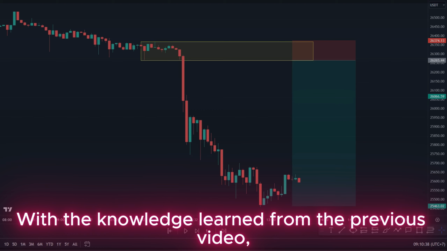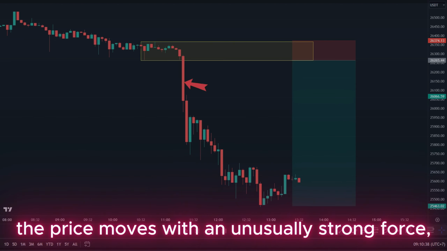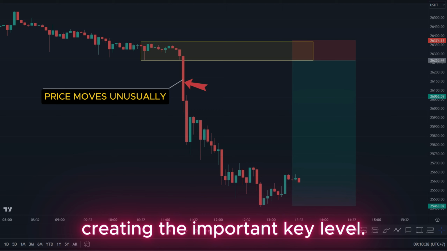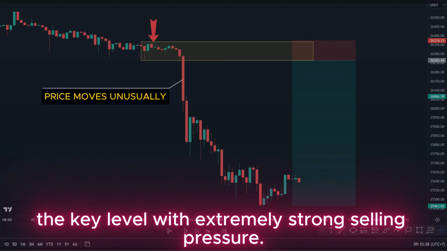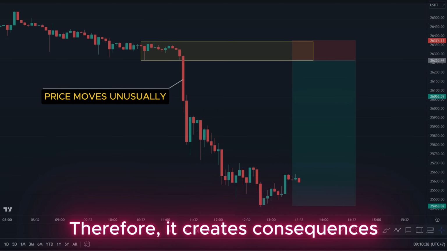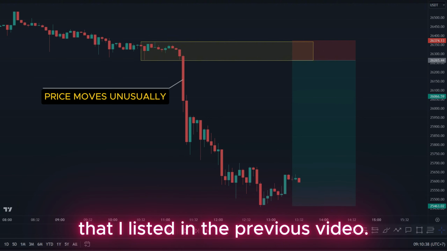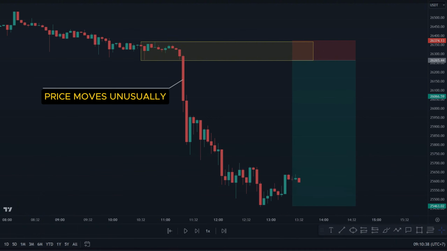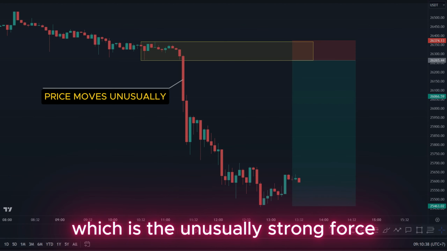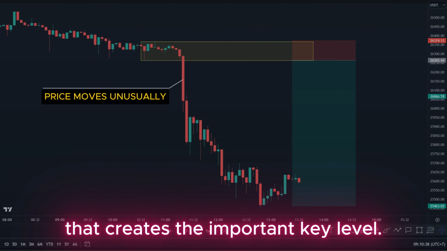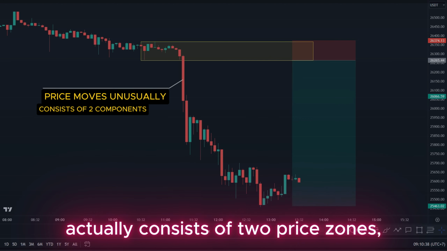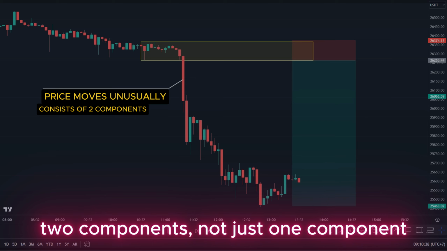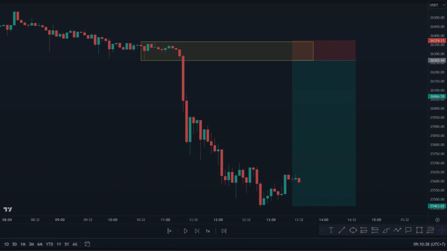With the knowledge learned from the previous video, at this point the price moves with an unusually strong force, creating the important key level. And in all the previous videos, I've always called this peak the key level with extremely strong selling pressure. Therefore, it creates consequences that I listed in the previous video. But there's one thing I haven't mentioned, which is the unusually strong force that creates the important key level. That extremely strong force actually consists of two price zones, two components, not just one component, as we often think.